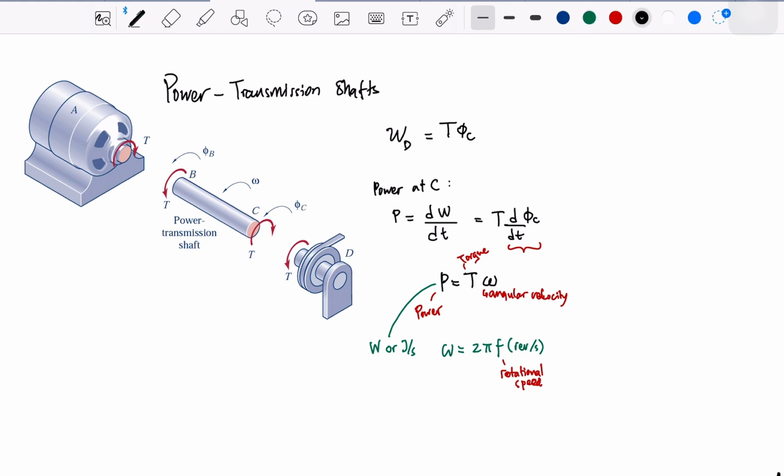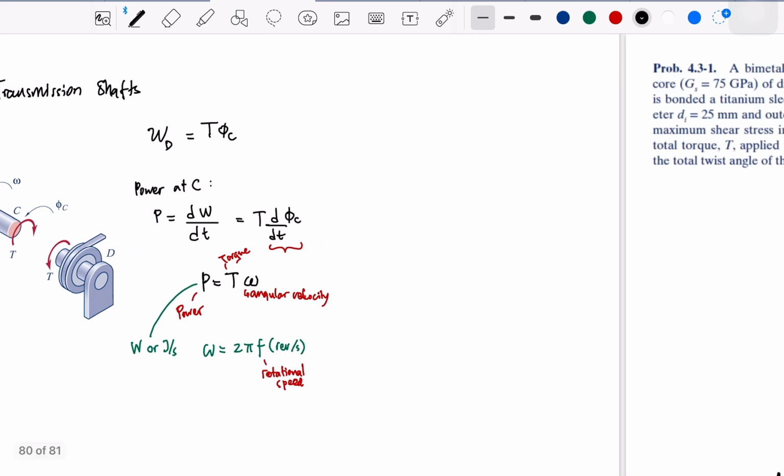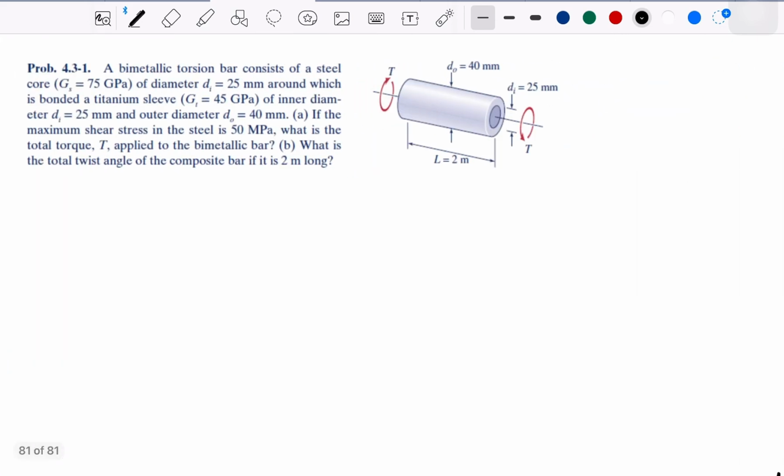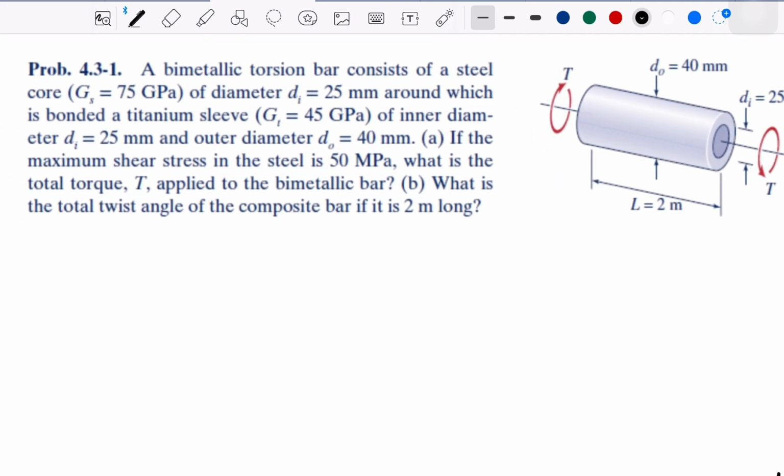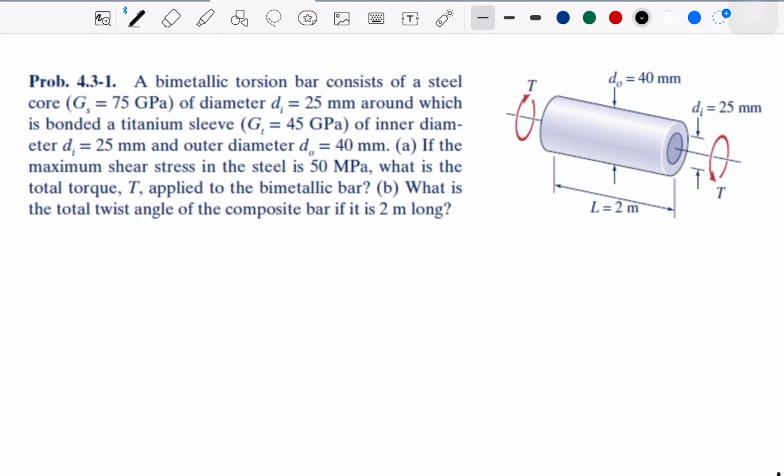Now, next part. So, this is the power transmission shaft. Next part is the example. I would like to start with this. You can try to work on it. I will give you how to solve this through the basic definitions. After that, we can solve it directly.